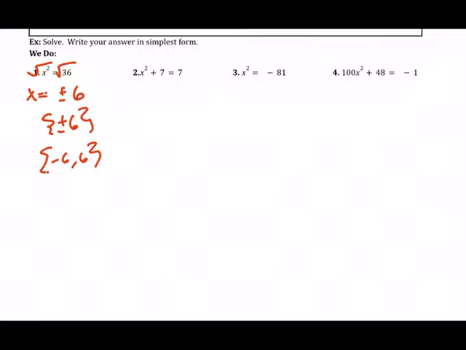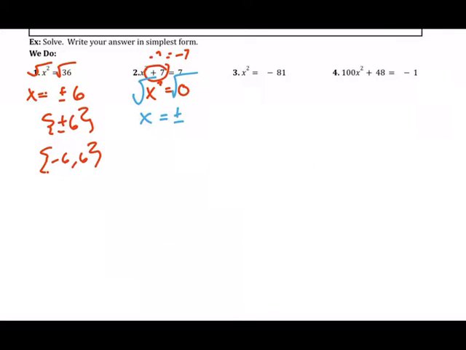Number 2, ask yourself, what is the squared term? The squared term is x squared. What is currently preventing x squared from being by itself? This plus 7. So we're going to subtract 7 on both sides. That's going to give us x squared equals 0. We have successfully isolated the squared term, so now what? Now we square root both sides. Don't forget your plus minus.